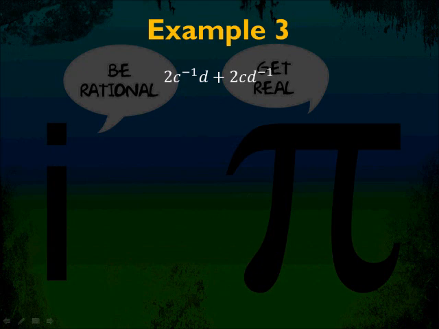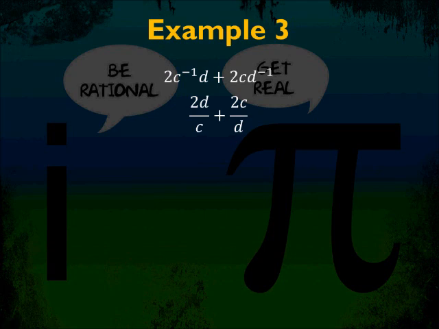Alright, let's move to example 3. 2c to the negative 1 times d plus 2c d to the negative 1. So we convert it first into a fraction. The c to the negative 1 is equal to 1 over c. The d to the negative 1 is equal to 1 over d. So the expression now becomes 2d over c plus 2c over d.